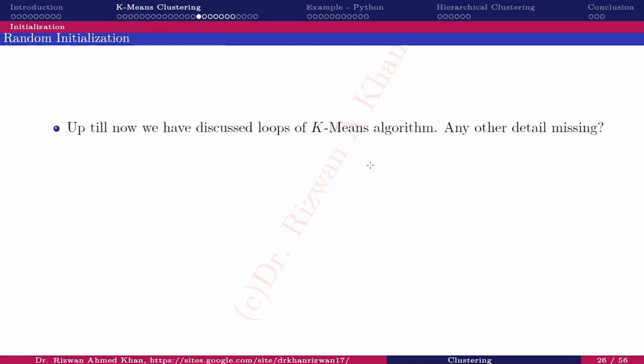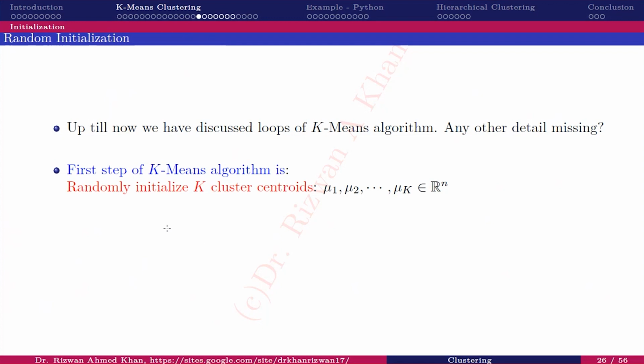So up till now we have discussed the loops of the K-means algorithm, but there is something missing, one or two small details that I want to discuss further in this lecture. The first step is random initialization. When I was doing the initial video of K-means clustering, I said that we will discuss this random initialization step. And so this is the right time to discuss this thing.